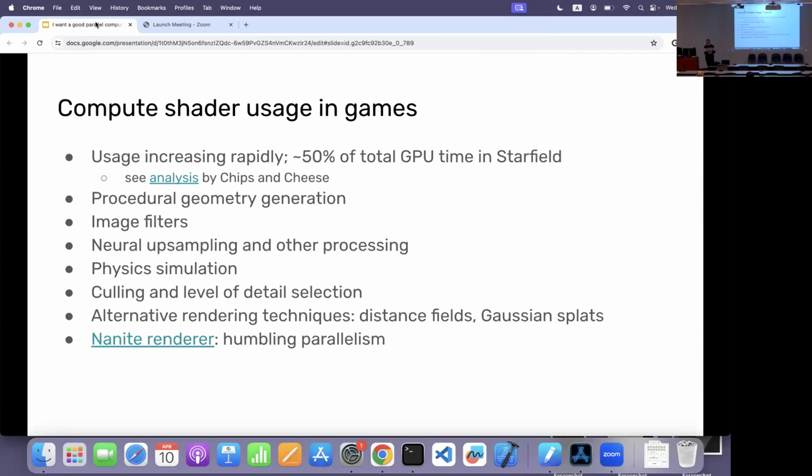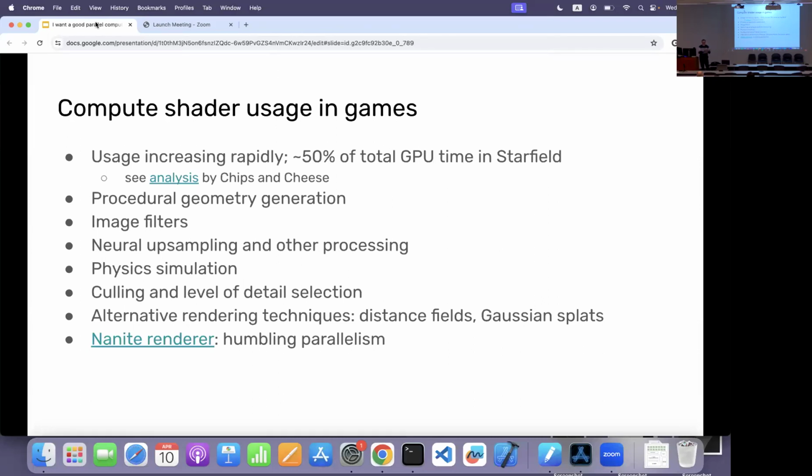And so there's a lot of stuff that you can do in compute shaders that is really cool. You can generate procedural geometry. You can do your image filters, your blurs, all those filter effects that are amazing. There's a lot of neural techniques. People are doing neural upsampling. There's neural rendering. Obviously, you want to do your physics simulation, your water, et cetera, et cetera.